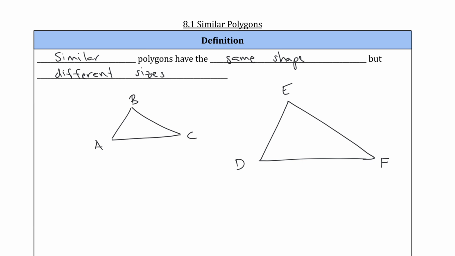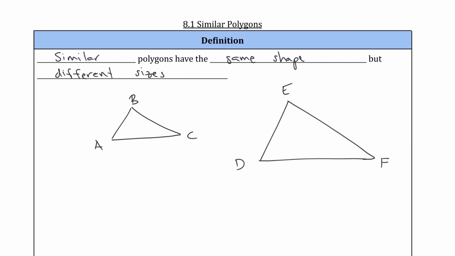So if we take a look at the two shapes that we have down below, we have triangle ABC, and we also have triangle DEF. Notice how they are the same in regards to their shape, but one triangle is larger than the other, or you can say one triangle is smaller than the other. But regardless, these two triangles are similar.